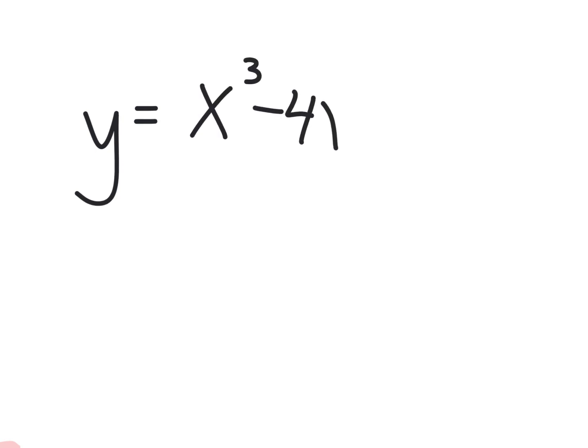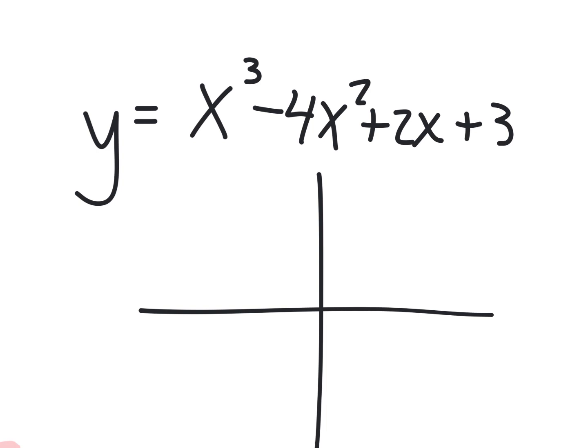All right, so let's have you sketch this one. Y equals, no negative this time, x to the third minus 4x squared plus 2x plus 3. Just sketch it. You should know what the right end does. You should know what the left end does. And then I'm going to ask you some other questions like, what's the number of terms? What's the degree? That kind of stuff.